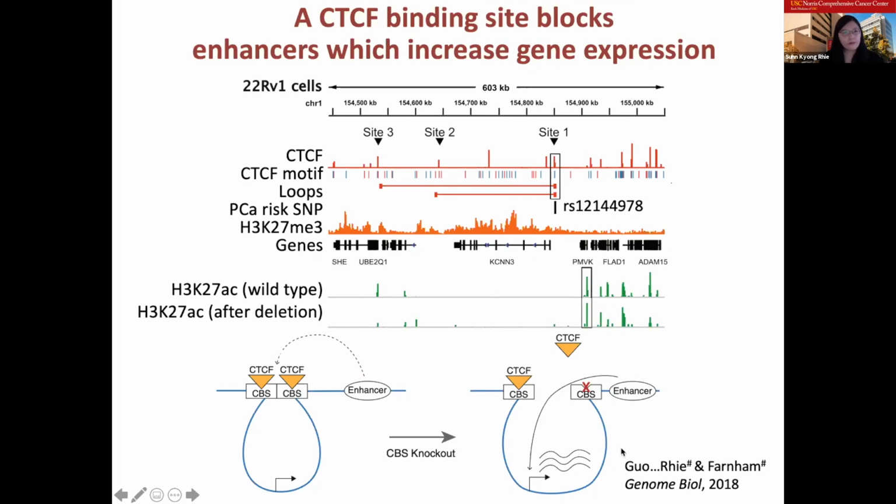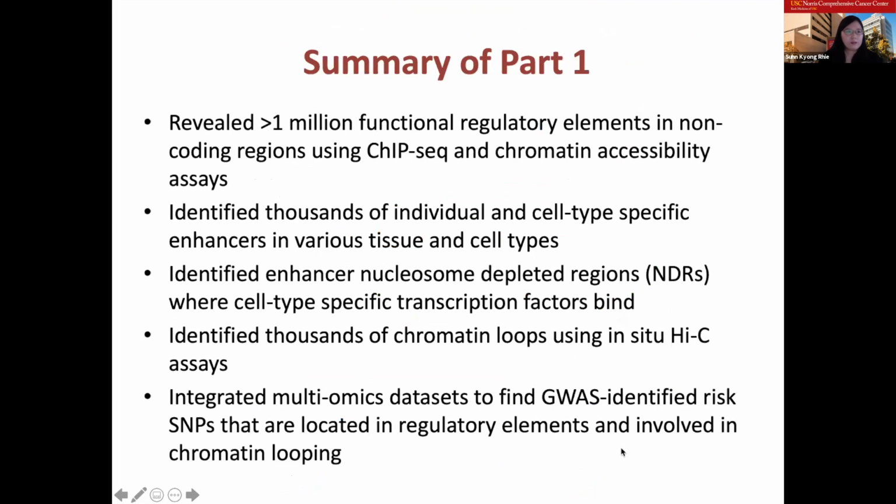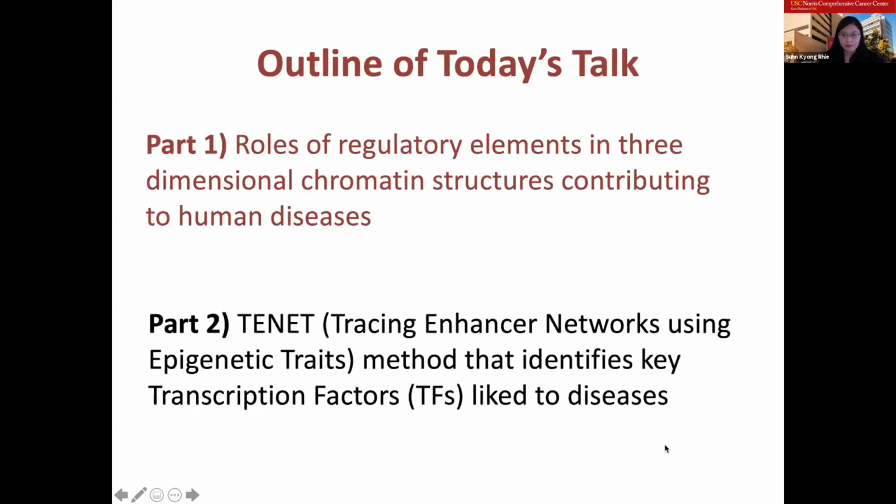So, in summary of this part 1, we built, as part of ENCODE and PsycENCODE, over 1 million functional regulatory elements in non-coding regions. And we were able to identify individual and cell type specific enhancers in various tissues and cell types. And we were able to identify enhancer NDRs using NOMe-seq. And we were able to find some cell type specific transcription factors binding and working on those enhancers. And using Hi-C data, we were able to find the target genes of those enhancers, and by integrating GWAS SNPs with ChIP-seq, NOMe-seq, and Hi-C data sets, we were able to find some of the target genes of those SNPs. And by integrating data, we were also able to find some molecular mechanism behind those SNPs. Okay, so let's go to the next part.